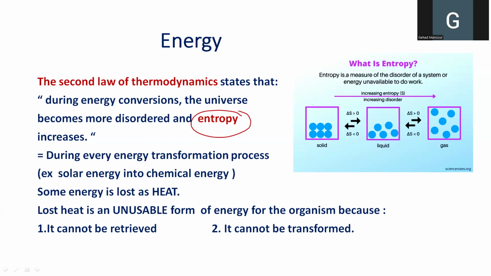So what is entropy? Entropy is a measure of the disorder of a system, or the energy that is unavailable to do work. And actually, the best example of energy that is unavailable to do work is heat energy, because of the dissipated heat energy.